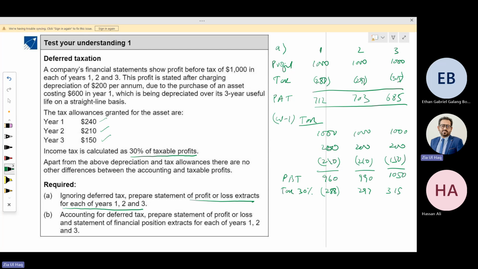Move forward. Now moving towards part B. Accounting for deferred tax. Prepare statement of profit or loss and statement of financial position extract for each of year 1, 2, and 3. Now, according to deferred tax, first we need to calculate deferred tax for each year, and then we need to prepare the extract of P&L and balance sheet. Deferred tax arises due to the difference between accounting profit and taxable profit.